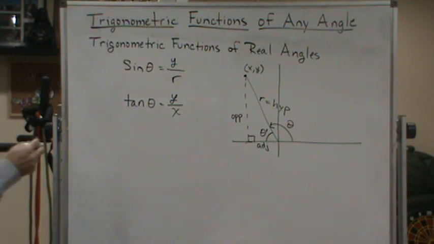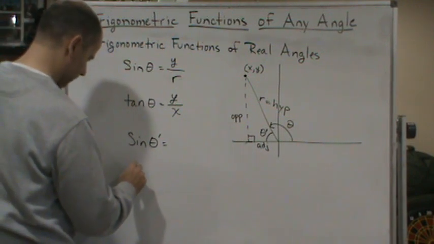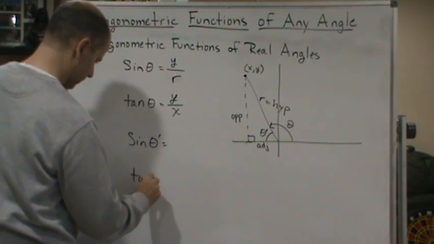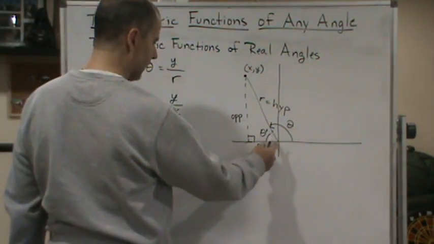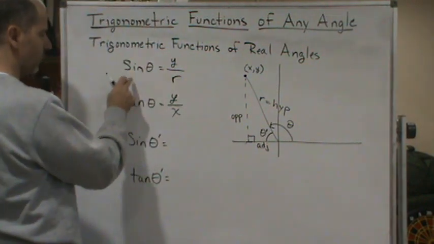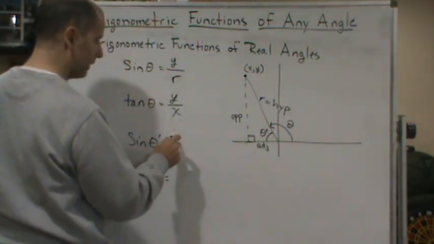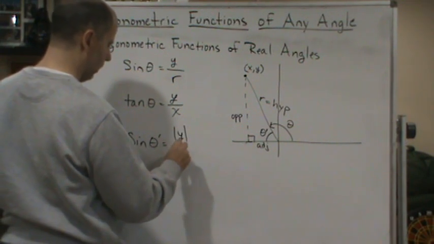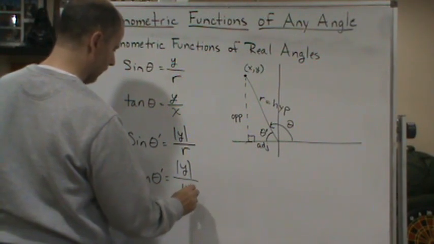Now for the right triangle, for theta prime, let's look at theta prime now. Since x is in the negative direction, x is going to have a negative sign. Remember, these are going to be positive in the first quadrant. And if we look at the sides of the right triangle, we're going to use positive sides. So we would write this as the absolute value of y over r, because r is always positive. And tangent, likewise, would be the absolute value of y over the absolute value of x.